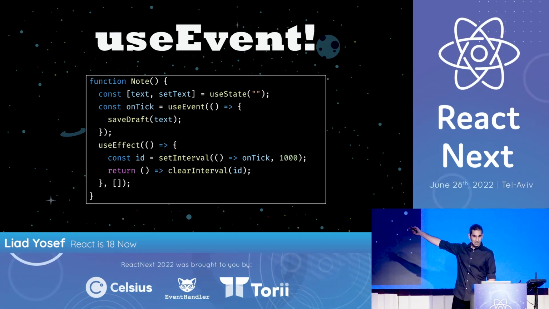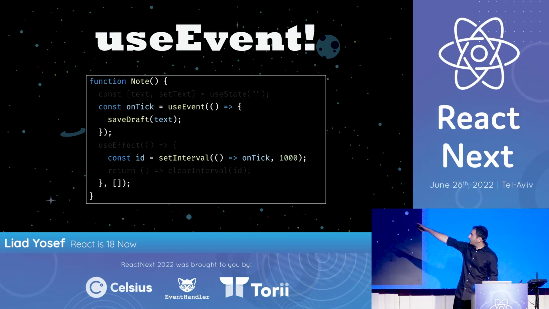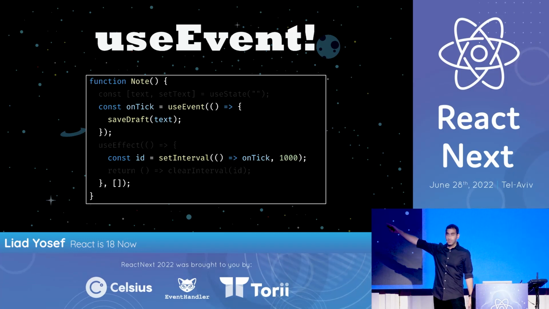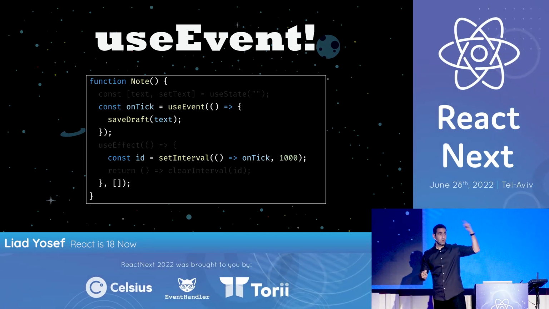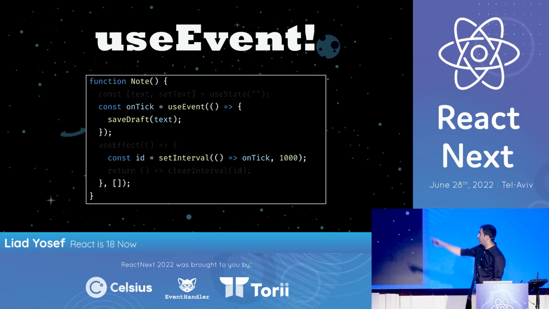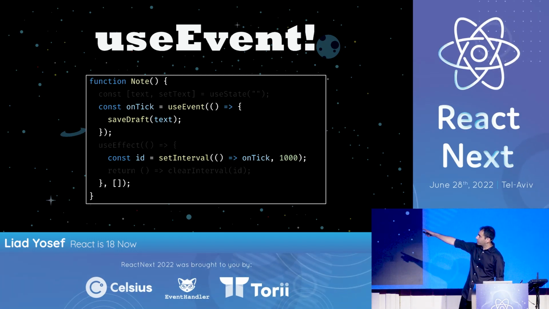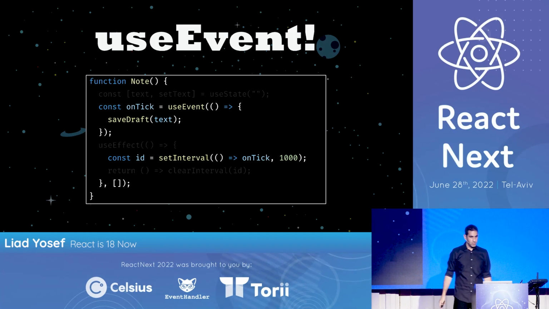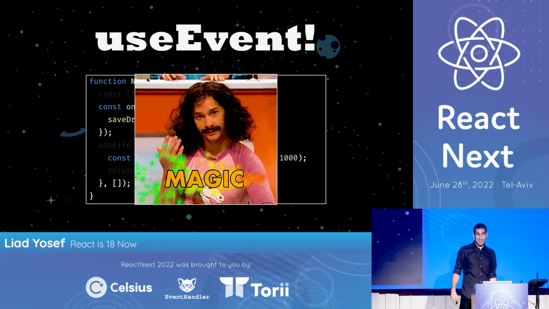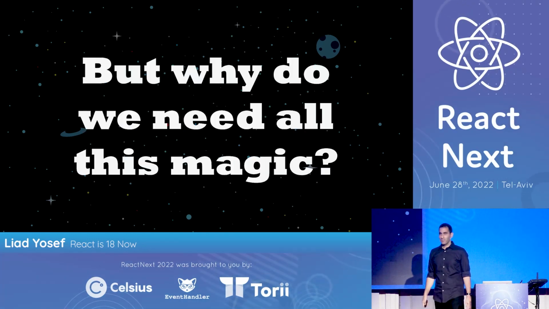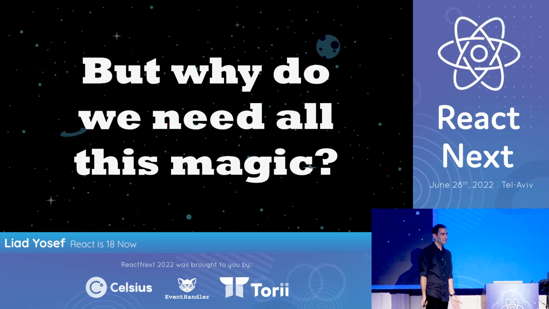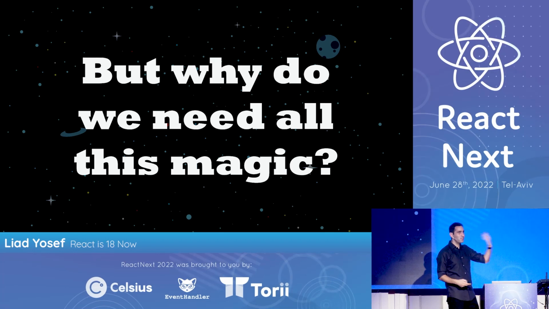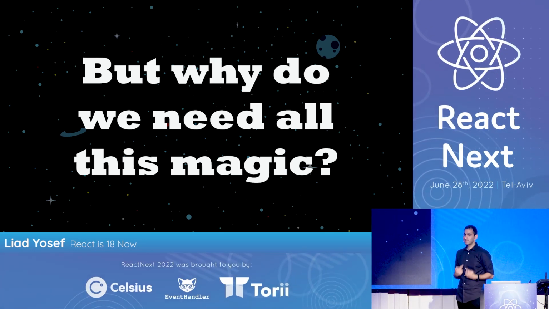You can just do something like this. So you define useEvent of saving the draft. You don't provide a dependency list, but it knows to look at the updated value of the text. And then in your useEffect, you just use onTick, which is nice, and it's magic. And you ask yourself, why? Why do we need this magic? I mean, come on, React. Why do you need to keep inventing new hooks just for us to do our jobs?